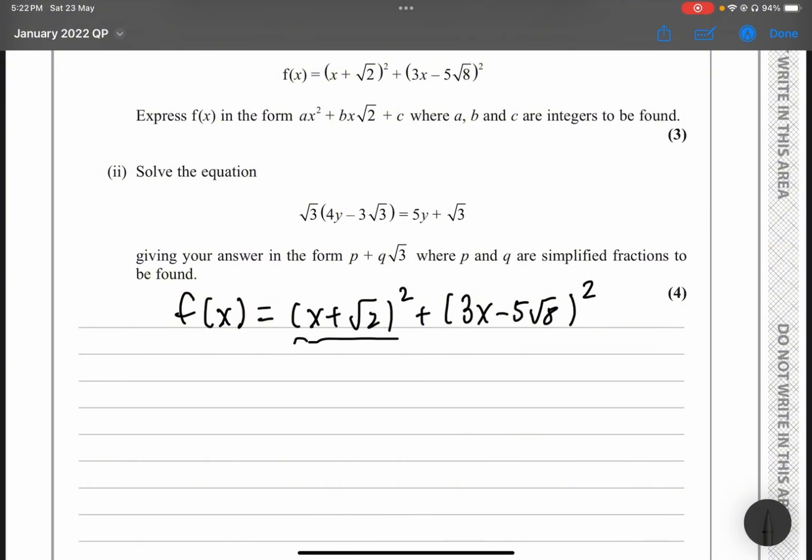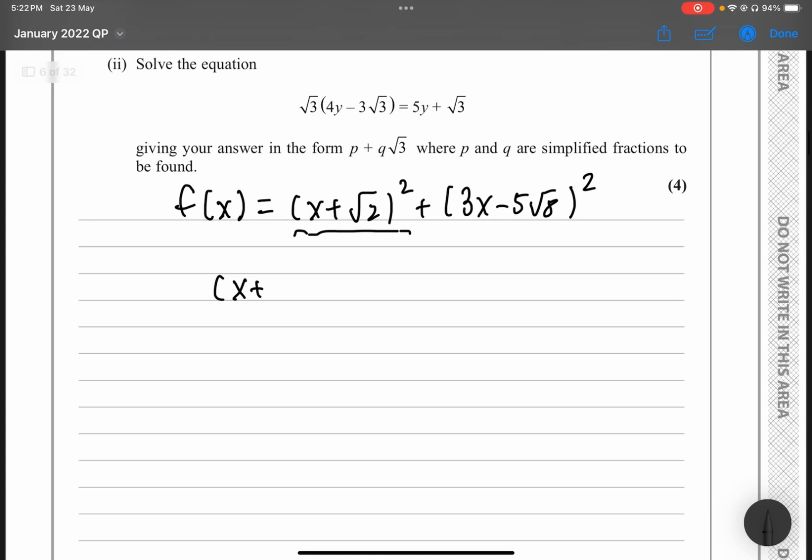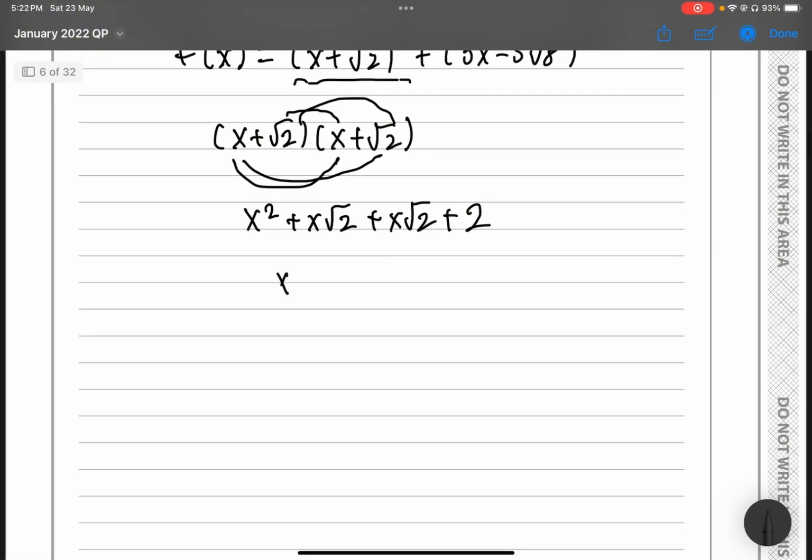So we're going to expand this x plus root 2 first. So we have x plus root 2 multiplied by x plus root 2. Now x times x is x squared. x times root 2 is x root 2. Root 2 times x is x root 2. And then root 2 times root 2 is 2. So we can rewrite this as x squared plus 2x root 2 plus 2.